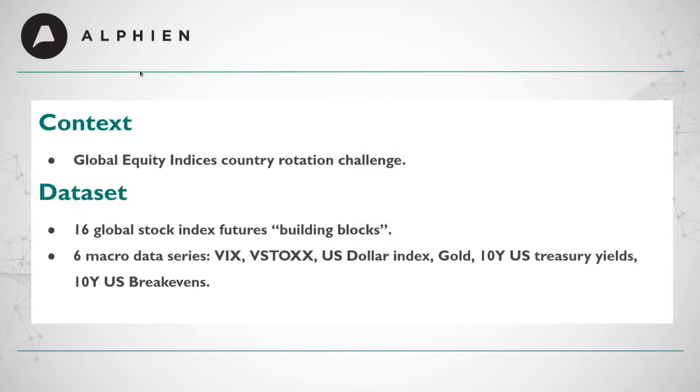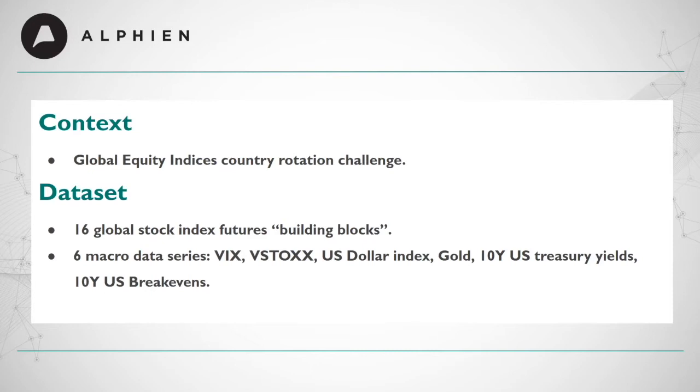So as I said, the challenge is about finding a right country rotation portfolio over 16 global stocks. On the platform, the stock indices are based on futures, and they are what's called building blocks. Just as a reminder, a building block is a financial series that has been already adjusted for any sort of discontinuity. In this case, because it's futures, it's rolls, so it's been rolled for you, and it has the advantage of being directly usable as an investable asset within the backtesting engine of Alphien.